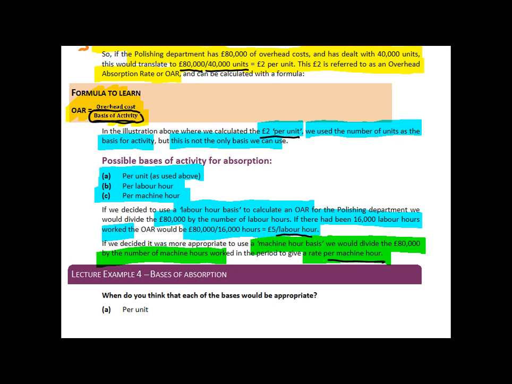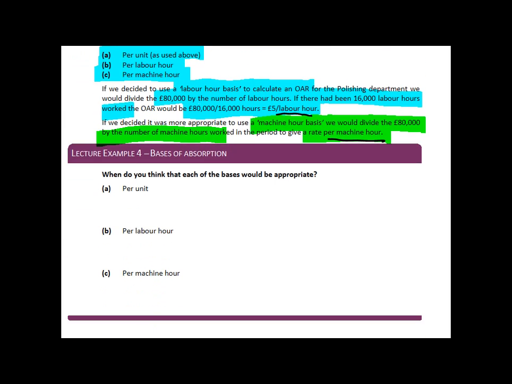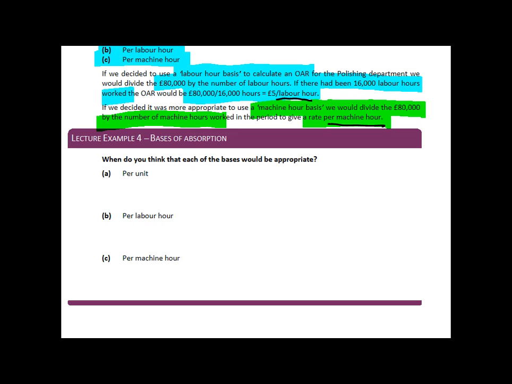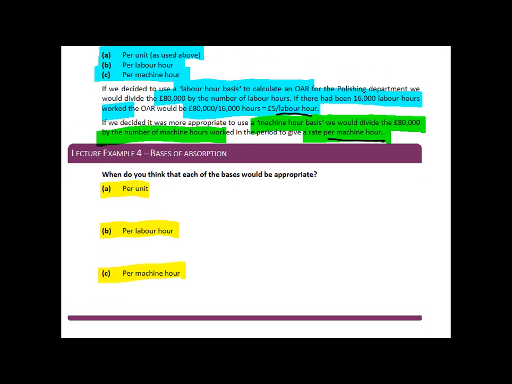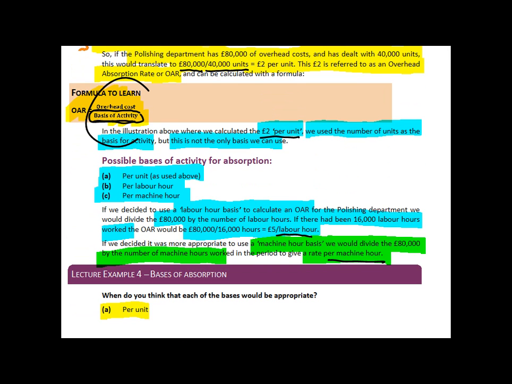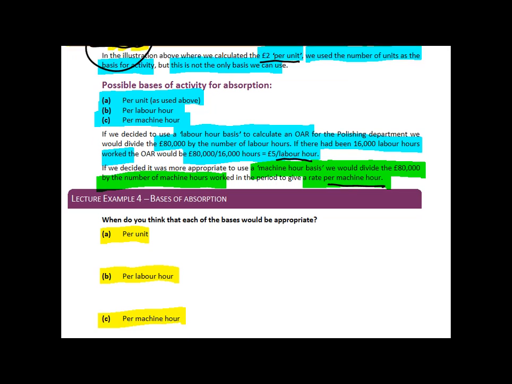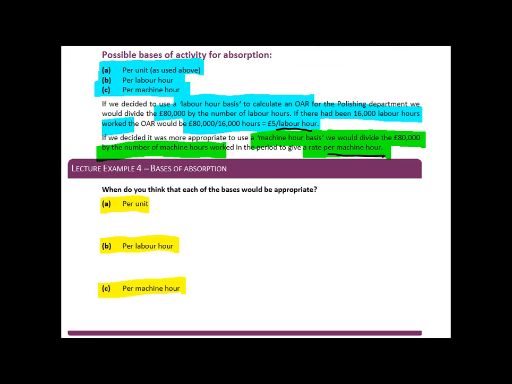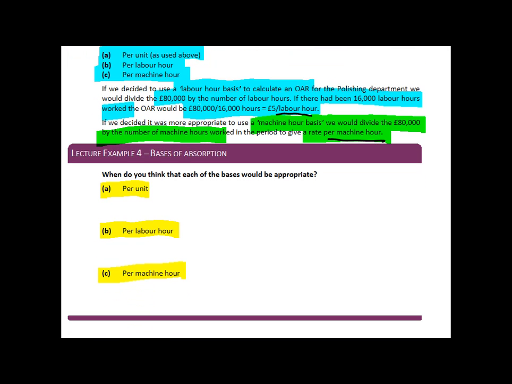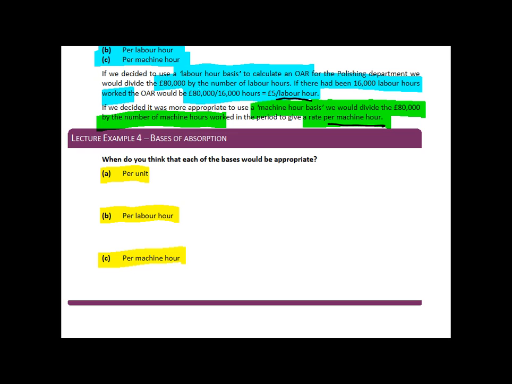Now, in terms of lecture example 4, let's just have a think about when we would use each of these bases for calculating an OAR. When would I use per unit? When would I use per labour hour? When would I use per machine hour? Bearing in mind that all it changes is what I'm dividing the overhead cost by. All it changes is what I'd be dividing the 80,000 by. Am I dividing by 40,000 units? Am I dividing by 16,000 labour hours? Or am I dividing by the number of machine hours?